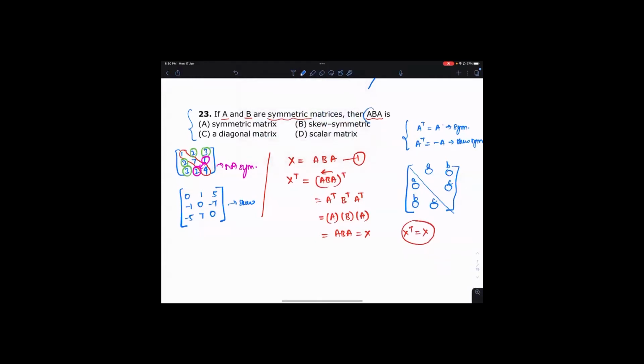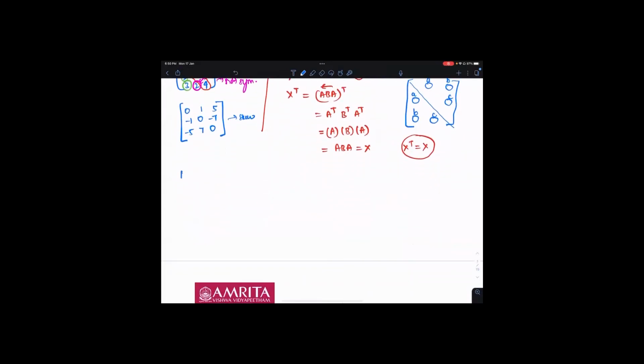So what is X? ABA is a symmetric matrix. Now there can be questions like, if A is skew symmetric and B is symmetric, for example, let's say, then A power 5 B cube A power 5, is it symmetric or is it skew symmetric?